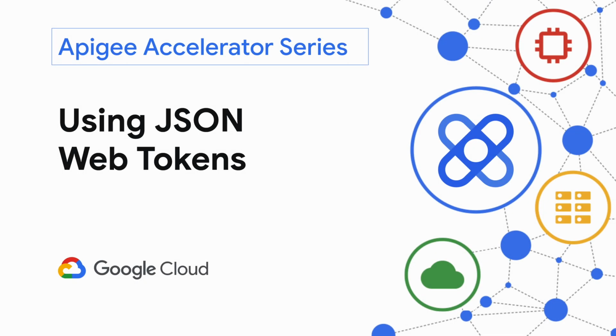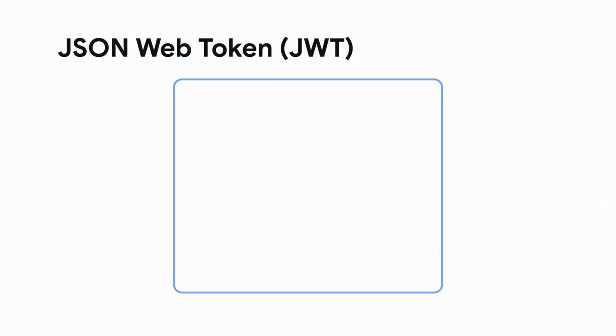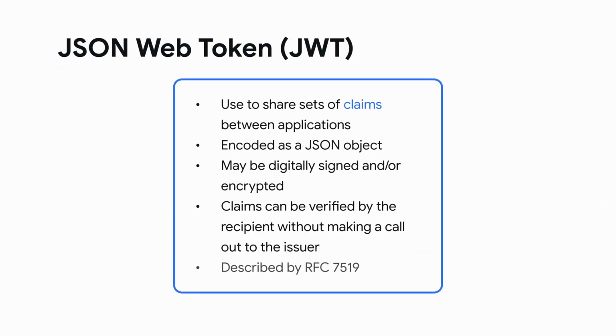In this video, we'll demonstrate how to use Apigee to secure APIs using JSON Web Tokens. JSON Web Token, also known as JWT, is an open standard that describes a compact and secure way to transfer information between two parties. The information is contained in a set of claims, encoded as a JSON object, which can be digitally signed and also encrypted. JSON Web Tokens offer some advantages over opaque access tokens, as they're a self-contained token that doesn't require the recipient to make additional requests to validate or retrieve information.